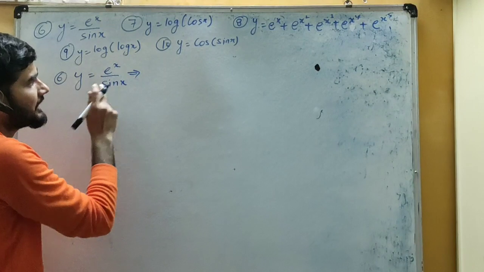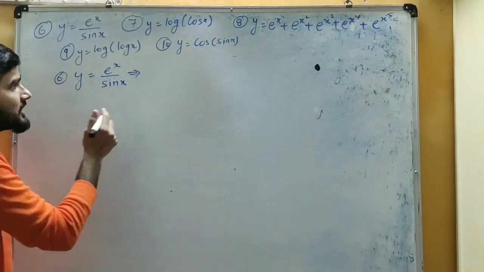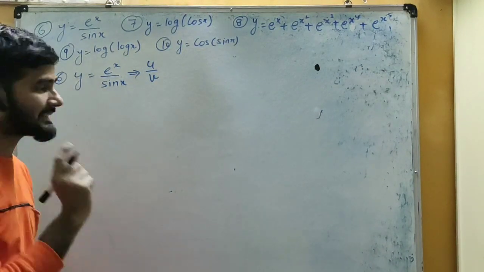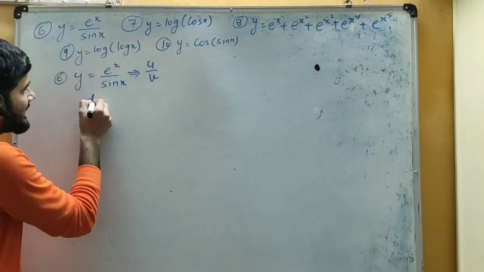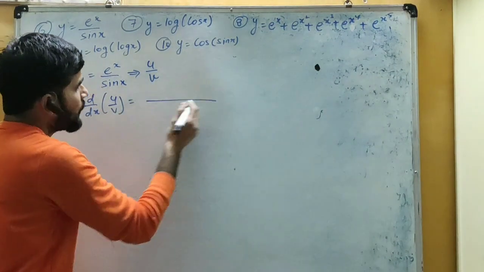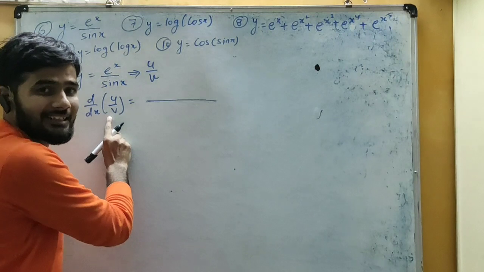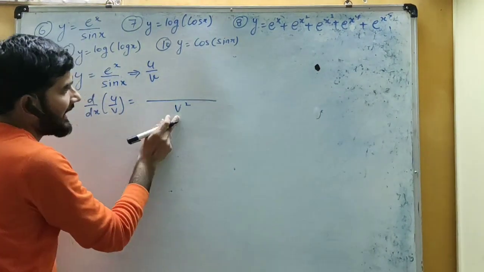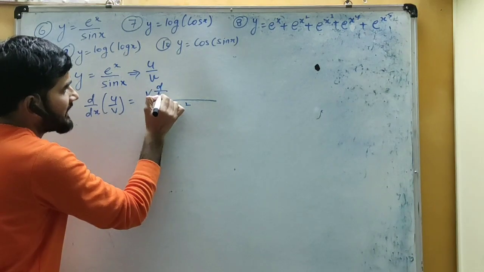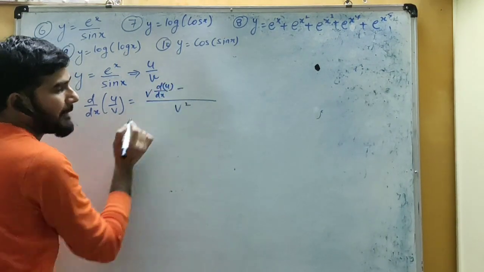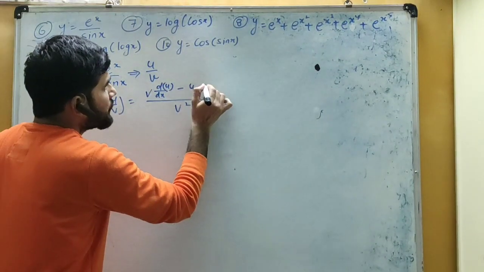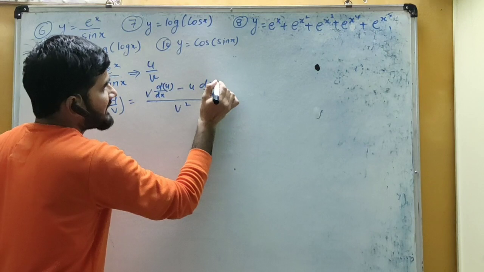You can see this function or this equation is in the form of u by v, where u and v both are functions of x. We have a formula: d by dx of u by v equals the square of whatever is written in the denominator, and you write the same as it is in the numerator and then differentiate the other function, that is d by dx of u, minus exactly the opposite of whatever you have written in the starting, that is u dv by dx.